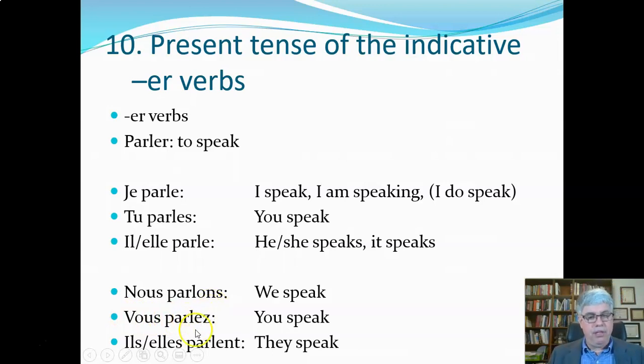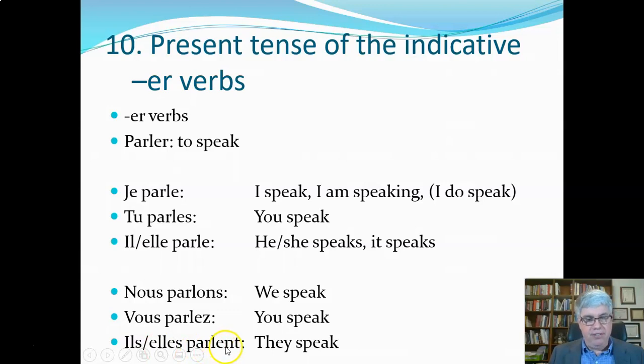Now the third person plural, we use ils for they masculine, elles for they feminine. In English, we just have they for both of them. We don't make a distinction between masculine and feminine like we do with he and she. But in French, there's no neutral third person plural. So you always have to choose ils or elles. And it's ils parlent. They speak.